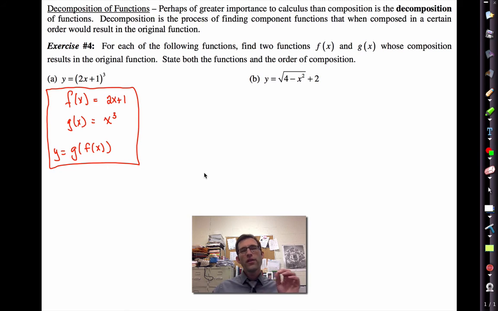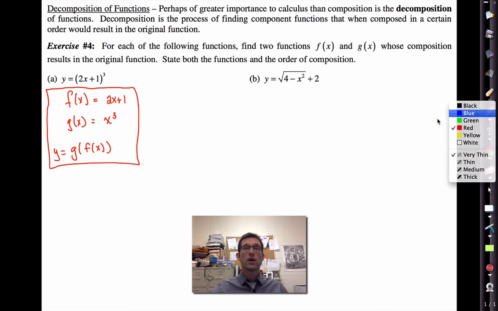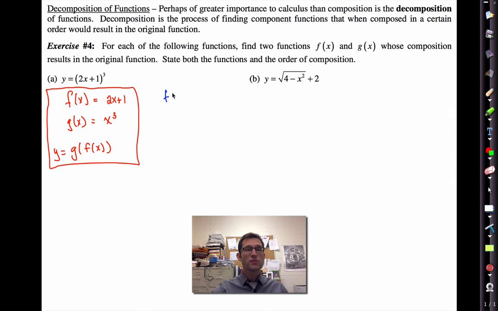Now, one of the things about decomposition is that there tends to always be more than one way to do it, okay? And I'm all right with many different ways of decomposing this function, although the way that I just showed you is probably the most standard and the most helpful way later on. But here's another option. You could say f of x equals 2x, and g of x is equal to (x plus 1) quantity cubed. And then we would have g of f of x.